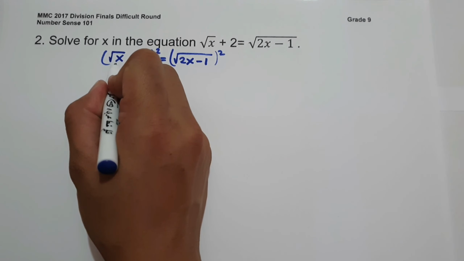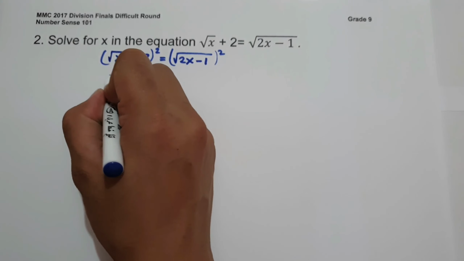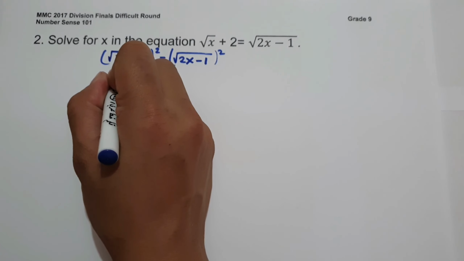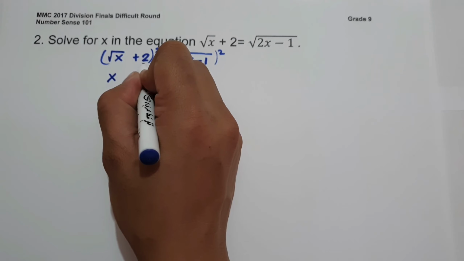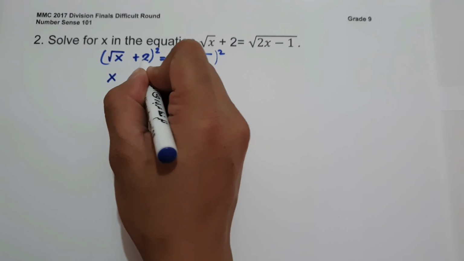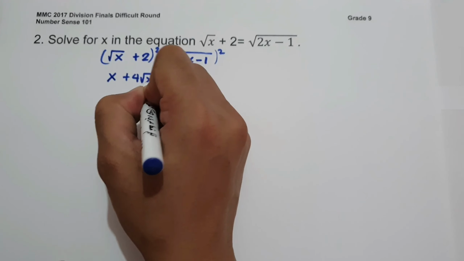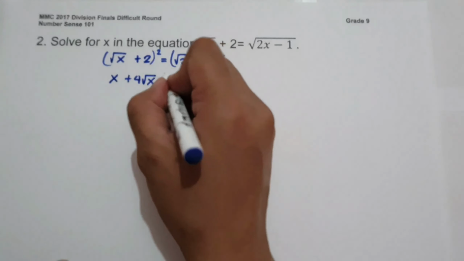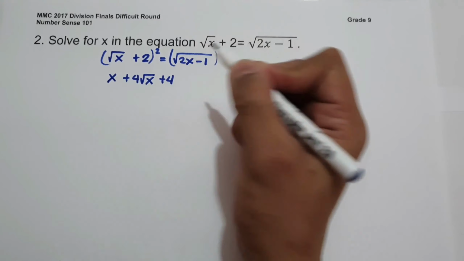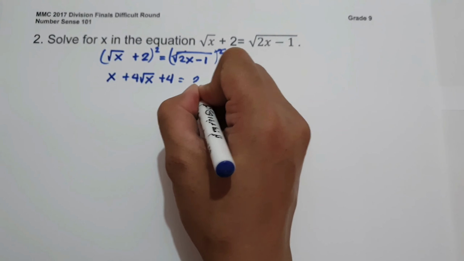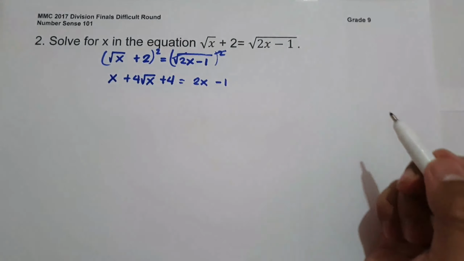Let us multiply square root of x to itself, that is x. And then square root of x times 2, that is 2 square root of x, multiplied by the constant 2, that is 4 square root of x. And then 2 multiplied by itself, that is 4. And then let us cancel the radical sign and the exponent. It will give us 2x minus 1.